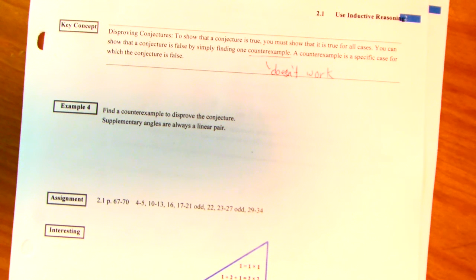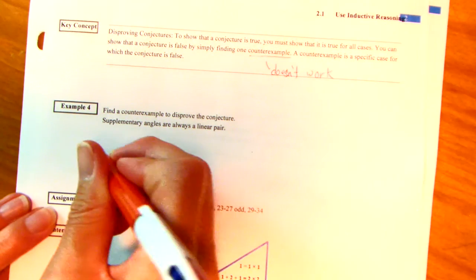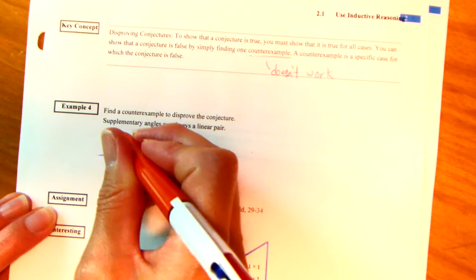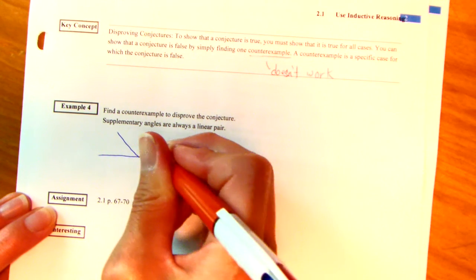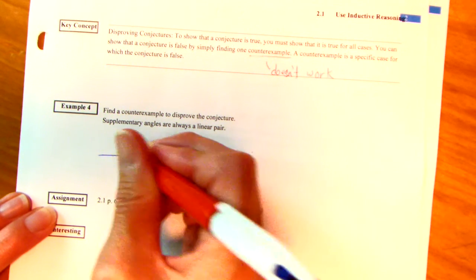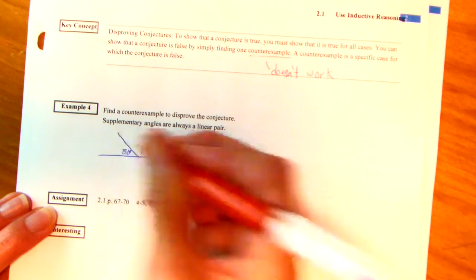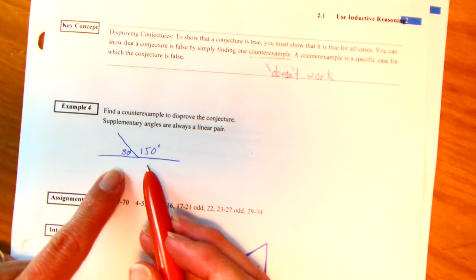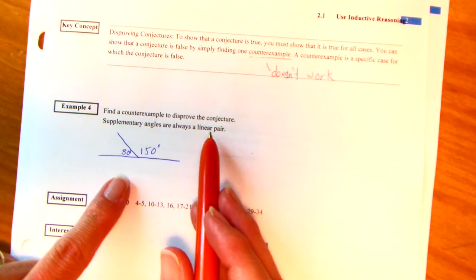Okay. Find a counterexample to disprove the conjecture. Supplementary angles are always a linear pair. All right, so for instance, remember what supplementary angles are? Two angles that add up to equal 180 degrees. For instance, these two. These are supplementary angles. They make a linear pair. It forms a straight line.